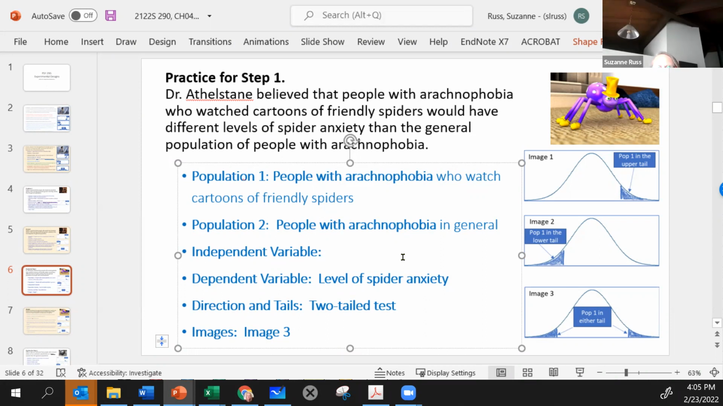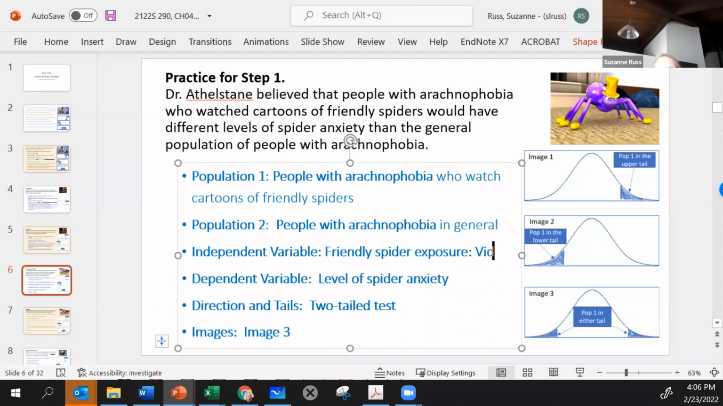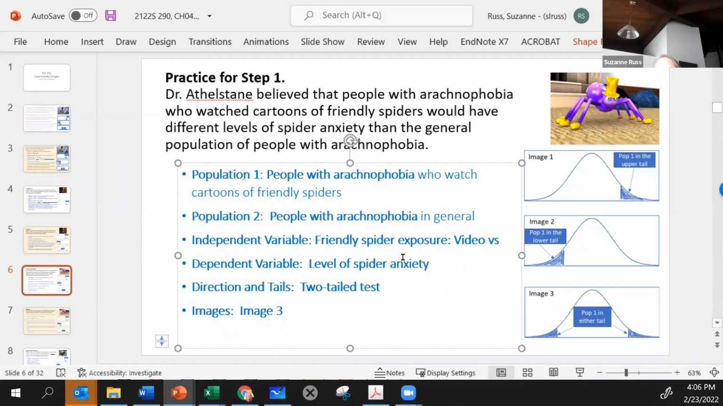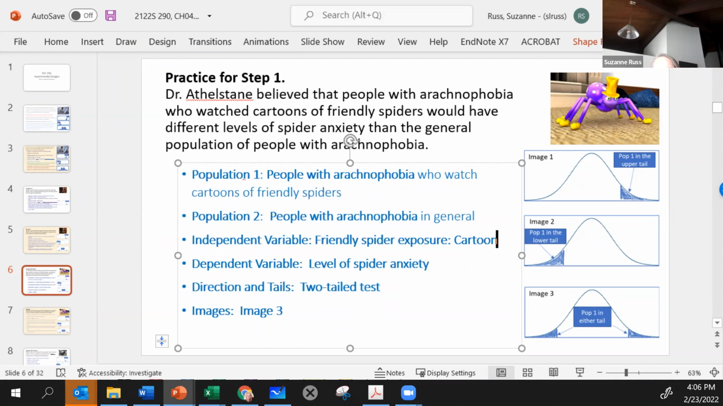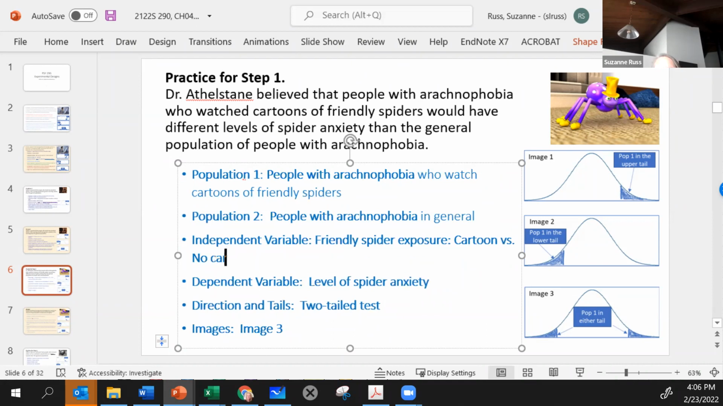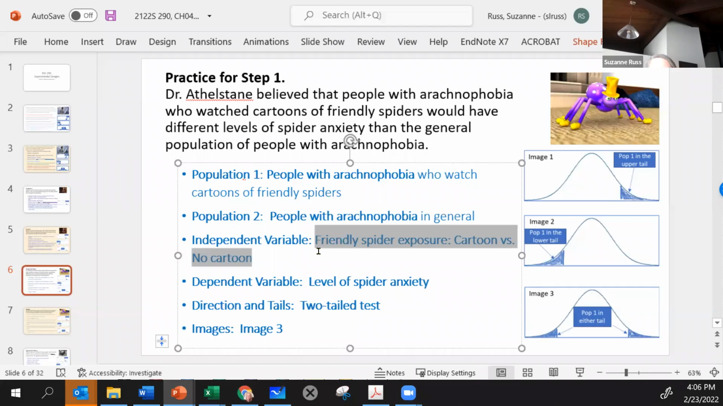So let's name the variable friendly spiders exposure, maybe. Something like that. They're seeing these cartoons of friendly spiders. And we'll call it cartoon versus no cartoon. Versus, we'll assume no cartoon in the general population because that's not a common thing. So that's the independent variable. And you can see how it just defines what's different about those two populations.